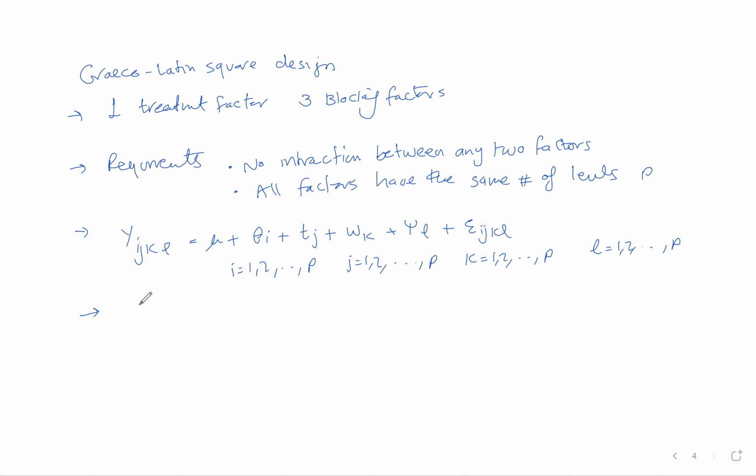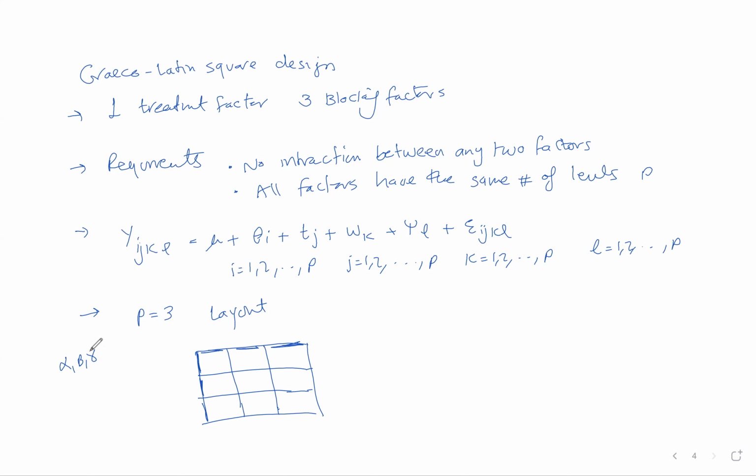So for one of the examples, if P equals 3, the layout, again we will use the rows as the blocks for the first blocking factor, and columns are the blocks of the second blocking factor. What about the third blocking factor? You need to give some notation like alpha, beta, gamma. So assuming the first blocking factor has 3 levels, the second blocking factor has 3 levels, and the third blocking factor has 3 levels, let's call them alpha, beta, gamma, or any notations.